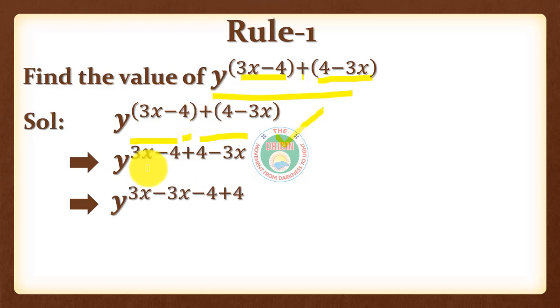Next step. Separate the like terms here. 3x, x term and here also 3x, like terms. Like terms are nothing but two expressions are having the same variable with equal powers. Here constant is separated. Now 3x minus 3x and minus 4 plus 4.